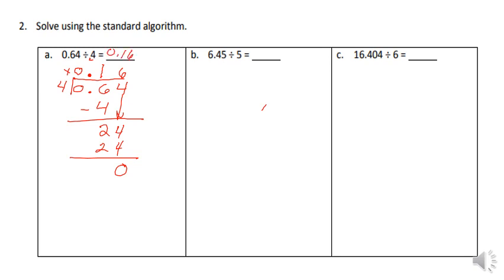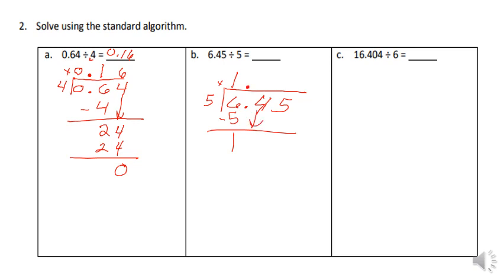Coming to the second one. Once again, my divisor is going to go on the outside. My dividend is going to go inside. And I'm asking, how many times 5 will go into 6? It will go 1 time. 1 times 5 is 5. We're going to subtract what we've used. That gives us 1. We're going to carry our decimal point up.